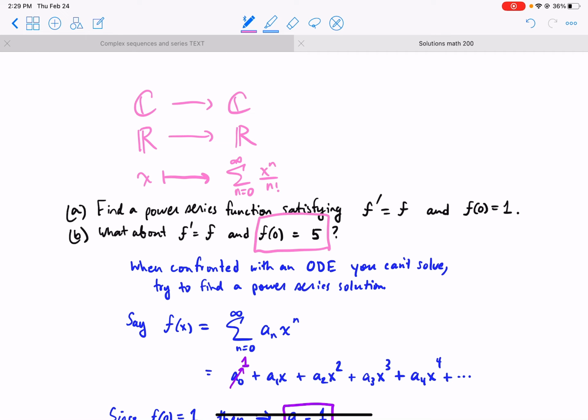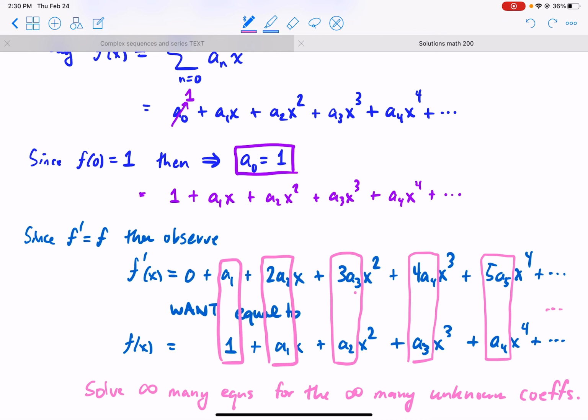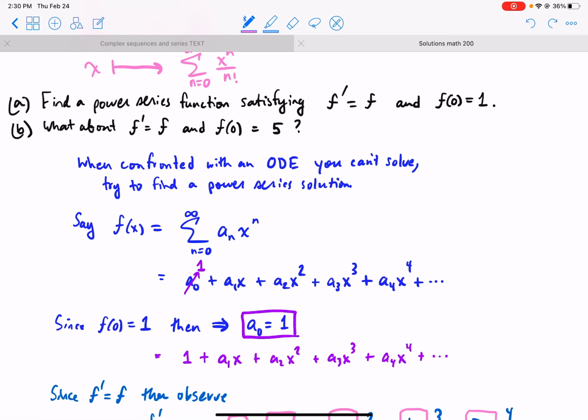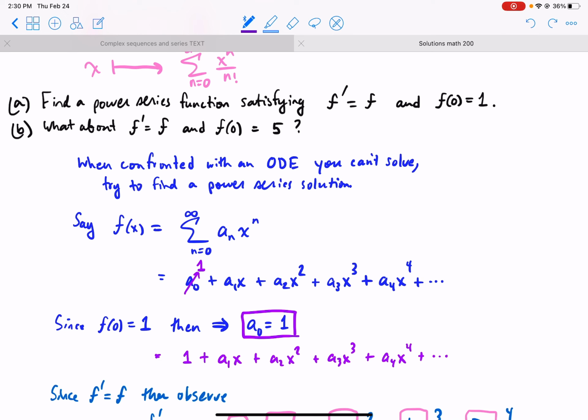What if f of 0 was 5? Well, then this would have been a 5. So you're going to have to think about this one. I'm going to leave this one to you. You'll have to briefly explain why the answer is this. Then we get 5 e to the x, or 5 exp of x, or 5 times the sum of x to the n over n factorial, n equals 0 to infinity.